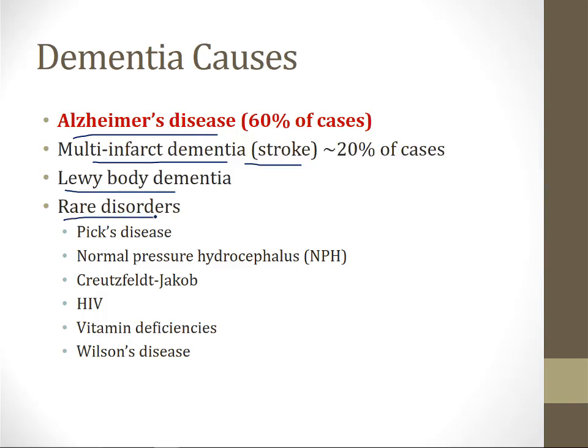And then finally, there are rare disorders. I talk about Pick's disease in the dementia video in the neurology section. I talk about normal pressure hydrocephalus in the neurology video on ventricles and sinuses. Creutzfeldt-Jakob is a prion disease. HIV in the late stages can cause dementia. Vitamin deficiencies, especially vitamin B12, are causes of dementia. And then finally, Wilson's disease, which is a copper storage disease, also classically leads to dementia.